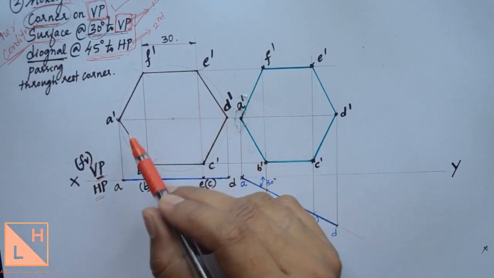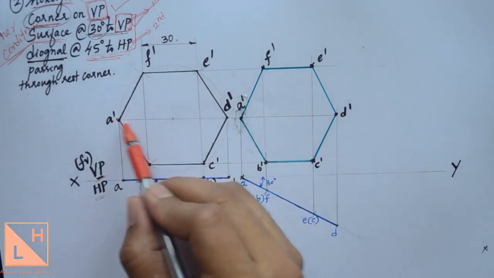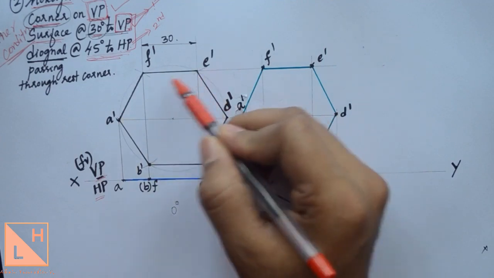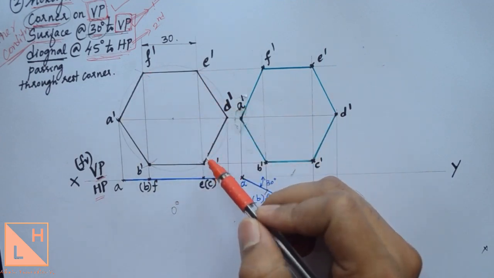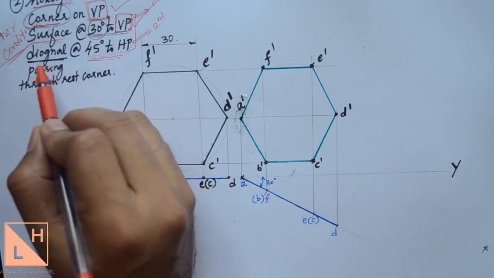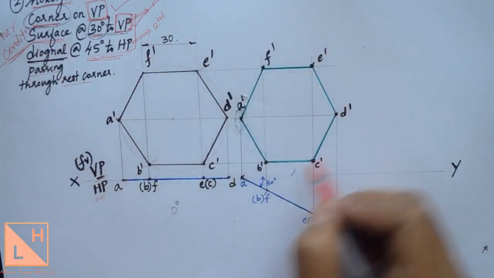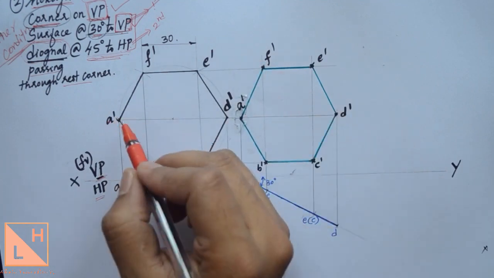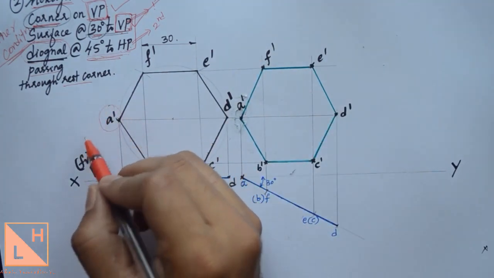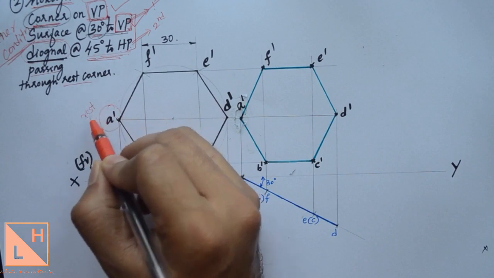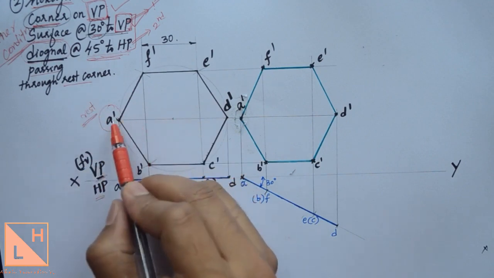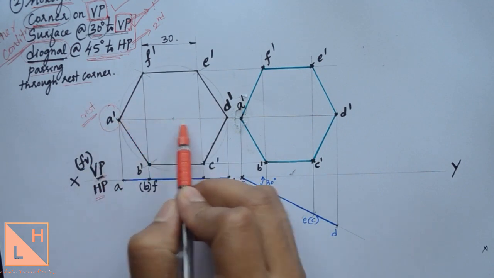For a hexagon, we are able to draw three diagonals: A dash D dash, B dash E dash, and F dash C dash. Out of these, you just need to select the one diagonal which is passing through the resting corner. According to this drawing, the resting corner will be the one on the left. So this is the corner which is the resting corner. The diagonal that passes through the resting corner will be A dash D dash.